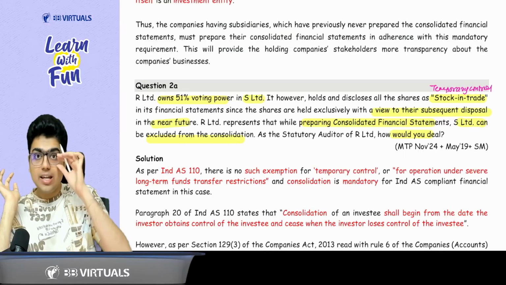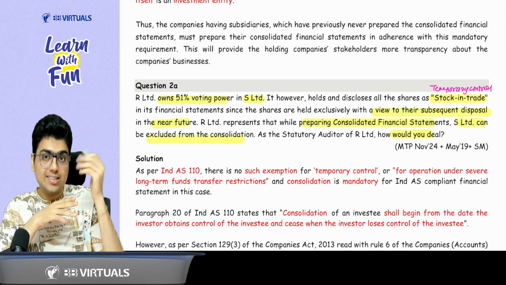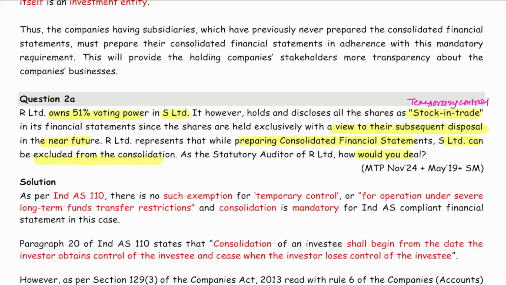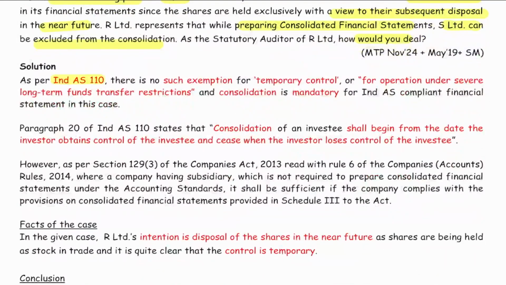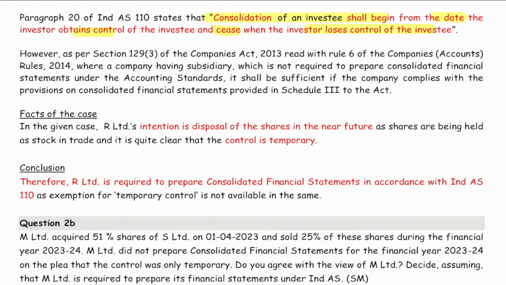So please tell me, when we are solving the question, what approach do you need to follow, AS or Ind AS? Sir, Ind AS. And in Ind AS, no such exemption is available. So similarly, you will attempt your answer. As per Ind AS 110, no exemption for temporary control or operation under severe LTFTR, long-term fund transfer restriction. Consolidation is mandatory. Then write consolidation begins from the date you obtain control and ceases when the control is gone. Then, sir, write the facts of the case and conclusion. R Limited is required to prepare CFS as per Ind AS 110.